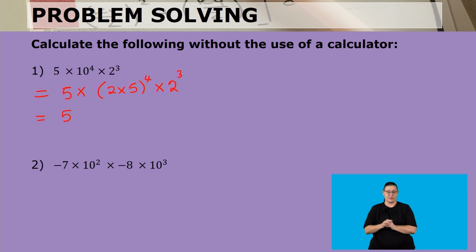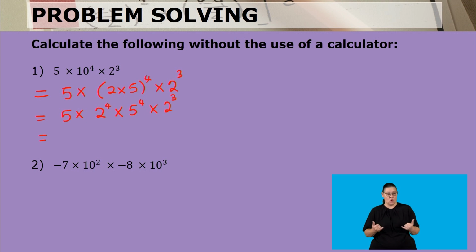Now, according to our exponent laws, we know that if a product is raised to an exponent, then each factor in the product will get that exponent that is raised there, or each exponent within the product is going to multiply with the exponent there. So that is going to be 2 exponent 4 multiplied by 5 exponent 4. And that is going to be multiplied by 2 exponent 3.